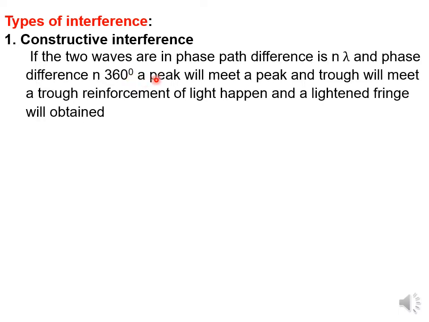A peak will meet a peak، يعني a peak will meet a peak and the trough will meet a trough. Reinforcement of light happen and lightened fringes will be obtained. البيك اللي هي الكريست، لما اقول a peak will meet a peak يعني crest will meet a crest and the trough will meet a trough. What is the result? Reinforcement of light happen. Reinforcement means lightened fringe will be obtained.